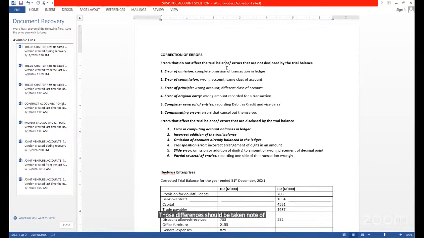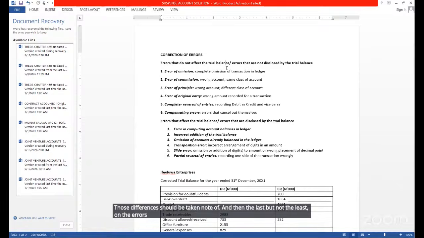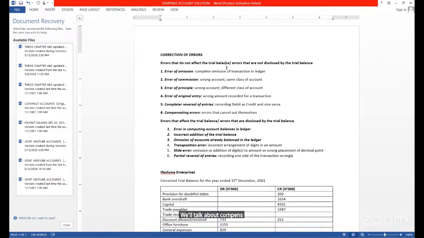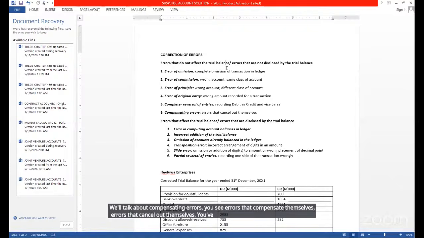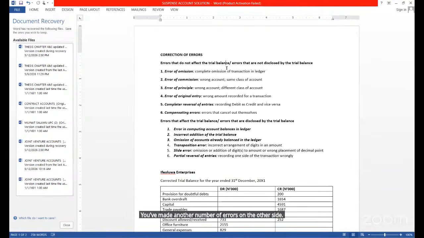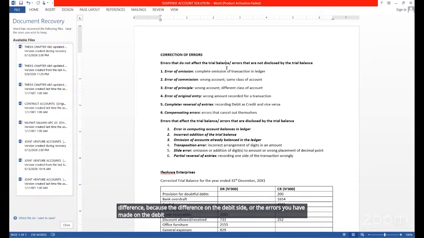And then the last but not the least, on the errors that do not affect the trial balance, is what we call compensating errors. When we talk about compensating errors, we're saying errors that compensate themselves, errors that cancel out themselves. You've made a number of errors on one side of your books. You've made another number of errors on the other side. These errors are not related. However, the difference is the same, such that by the time you find out your totals, you would not see any difference, because the errors you have made on the debit side are equal to the errors you have made on the credit side. Are we together?